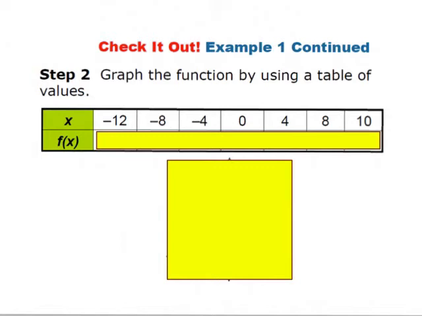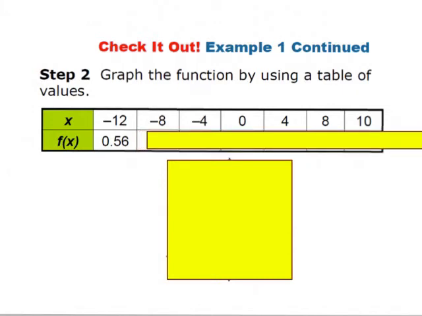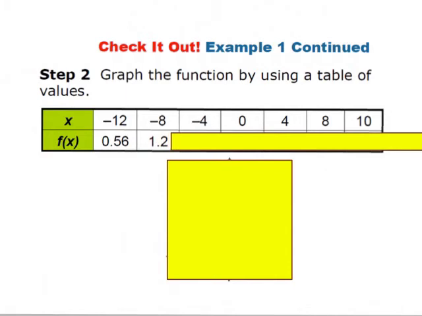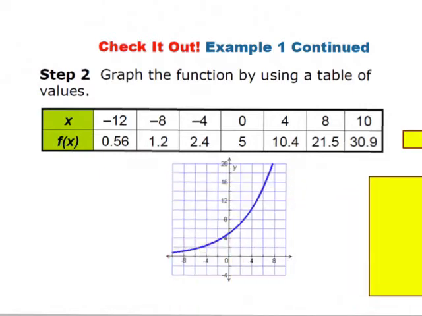Okay, now that you have it, for -12, what did you get? Well, I have 0.65. -8, what did you get? Well, I got 1.2. All right, let me just uncover the rest of these, and this is what you should have gotten for each of those domain values. And then the graph of it should look like this.